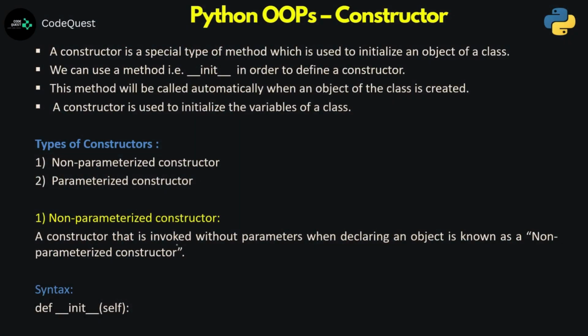Constructor that is called or invoked without any parameters. And by the time we create the object, automatically this constructor will be called. So how can we define it?